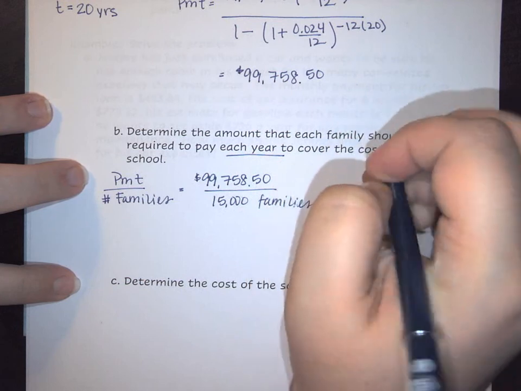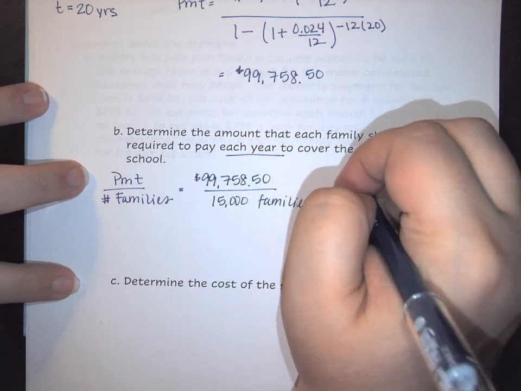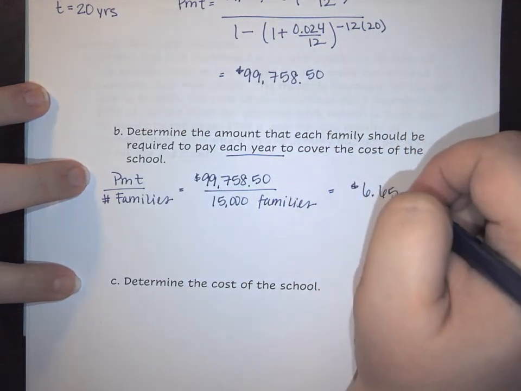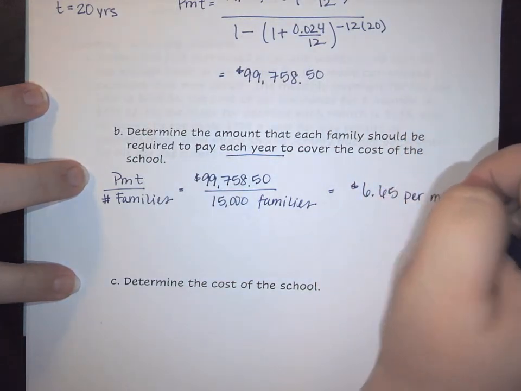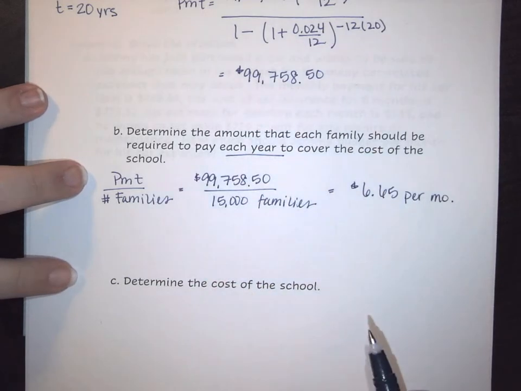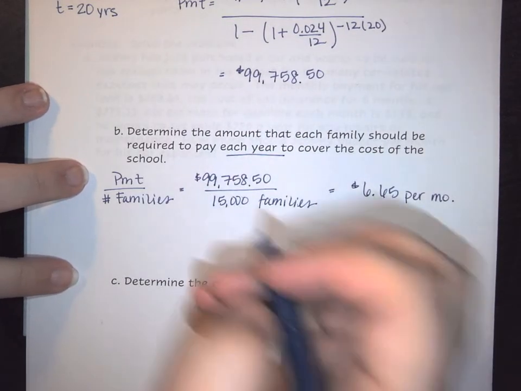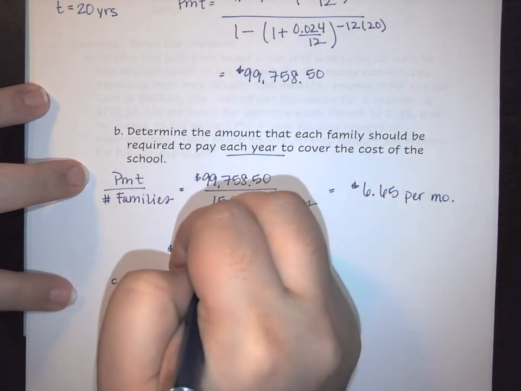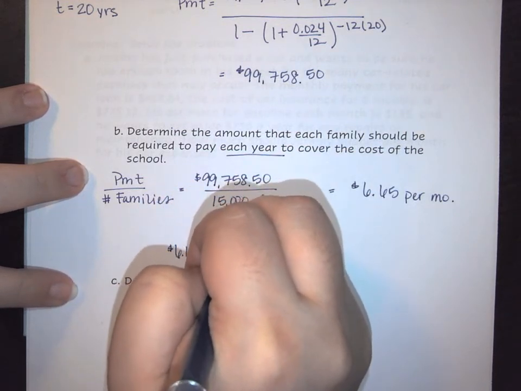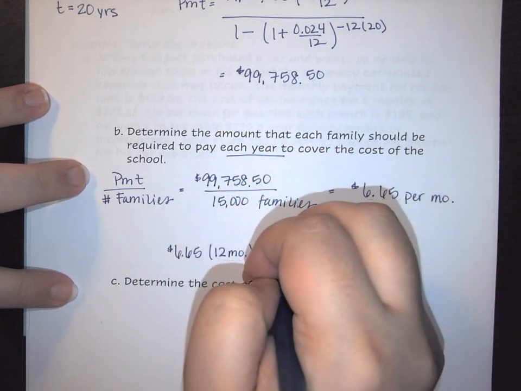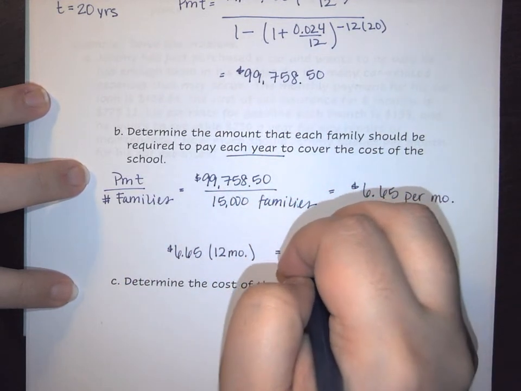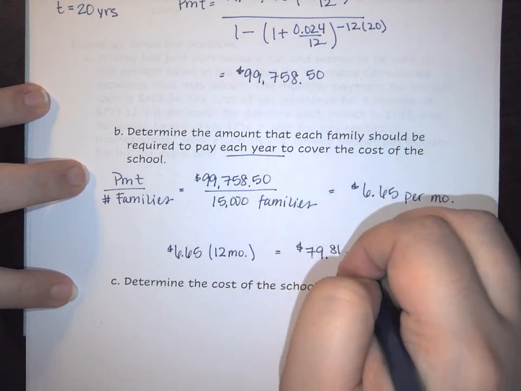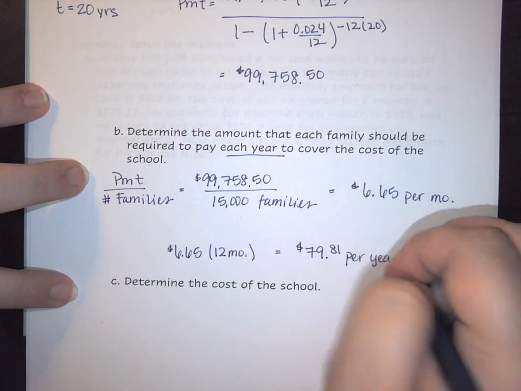So when we calculate that out, what we actually get is $6.65, but we need to remember this is per month. The problem wants to know per year. So to figure out the cost per year, we're going to take that $6.65 and multiply it by 12 months. And so what we end up getting is that it's going to cost each family $79.81 per year to pay for the new school.